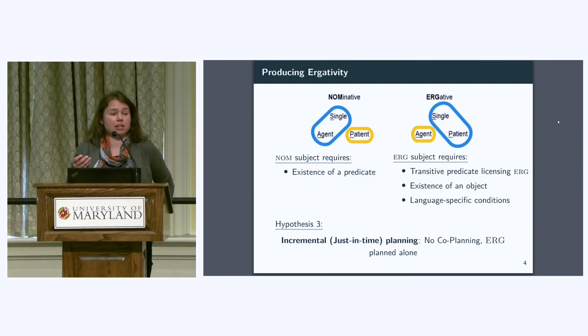And of course, it's possible that what you do is neither of these things. You just decide that you're going to live with the commitments that you've made. Possibly you're going to run into some errors, and you're going to pursue what is sometimes called incremental planning, sometimes called just-in-time planning. I'm going to use those two terms interchangeably in this talk, but you're not doing any co-planning, and it's just the ergative planned all alone.